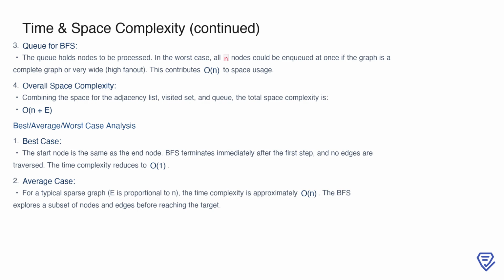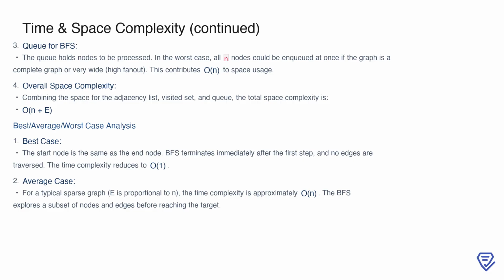Next, we examine different scenarios for time complexity. In the best case, the start node is the same as the target node. Here, BFS terminates immediately after the first step, and no edges are traversed, resulting in a time complexity of O(1).